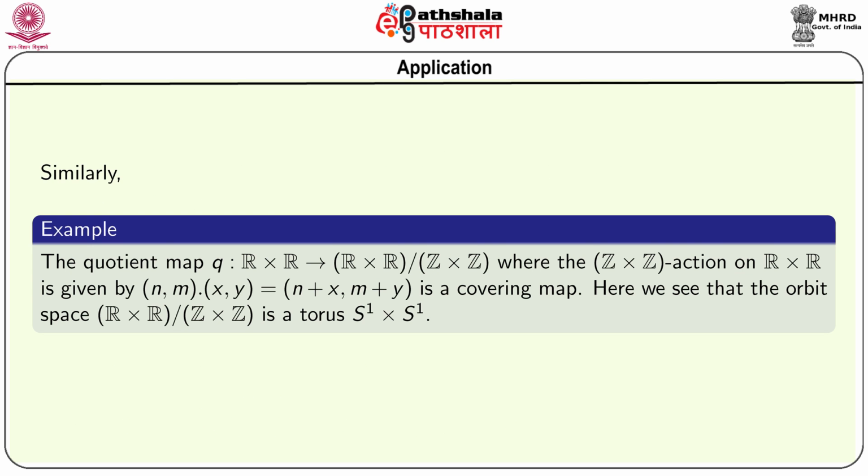Similarly, if we consider the quotient map Q from R cross R to the orbit space R cross R by Z cross Z, where the action on R cross R is given by n comma m dot x comma y equal to n plus x comma m plus y, this becomes a covering map. Now, we can see that the orbit space R cross R by Z cross Z is actually the torus S1 cross S1. So, this example shows that R cross R is a covering space of S1 cross S1.